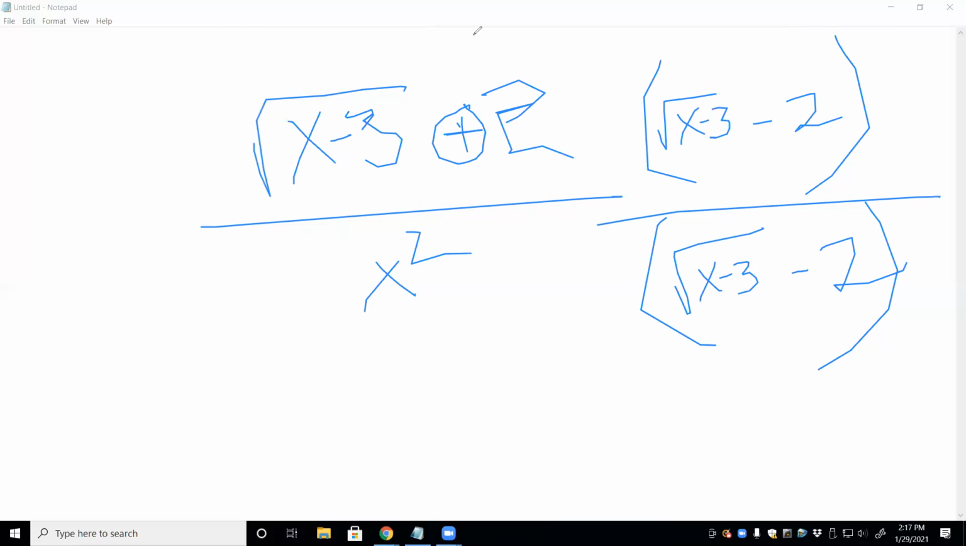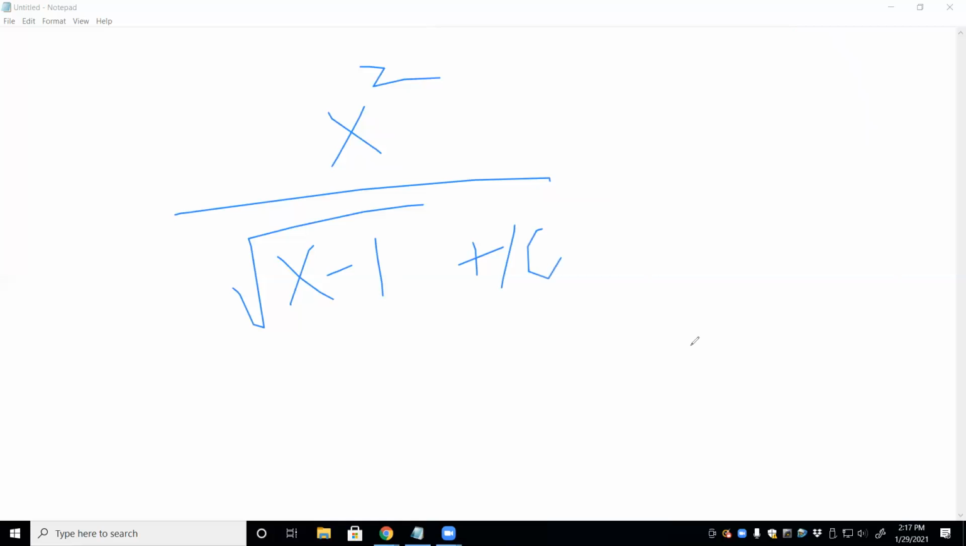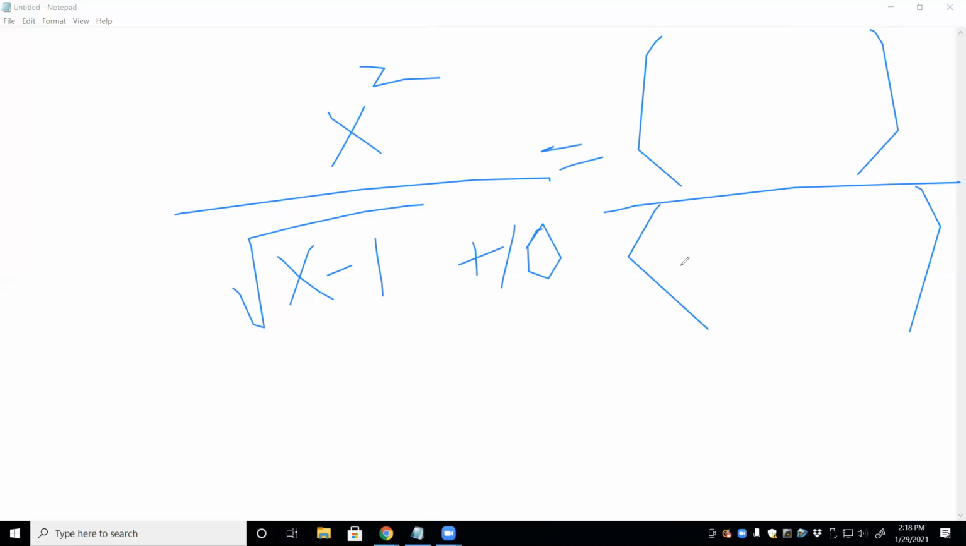But I could just as easily have had x squared up there and square root of x minus 1 plus 10 down there. And now I want to multiply top and bottom by what? The same thing on the bottom, right? The same thing, the conjugate. Okay, we got the conjugate. So what is it? So the square root of x minus 1, minus 10, top and bottom. Yeah, there you go. That's all you have to know.